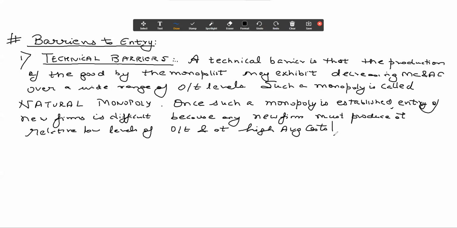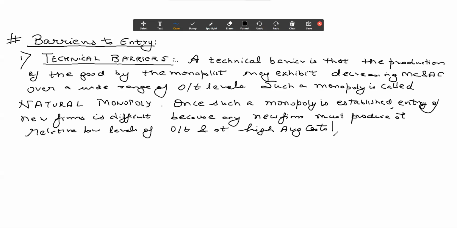Such a monopoly will incur very high costs in the beginning, but as the monopoly increases its output level, its costs will keep on falling. Now think about a new firm who wants to enter and compete with this monopolist. Initially it will have to incur very high costs and at the same time manage with lower output levels, which is very difficult. It is very difficult for a firm to enter with very high costs and very low output levels.